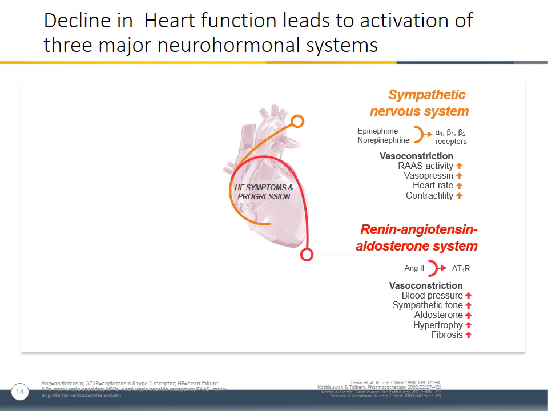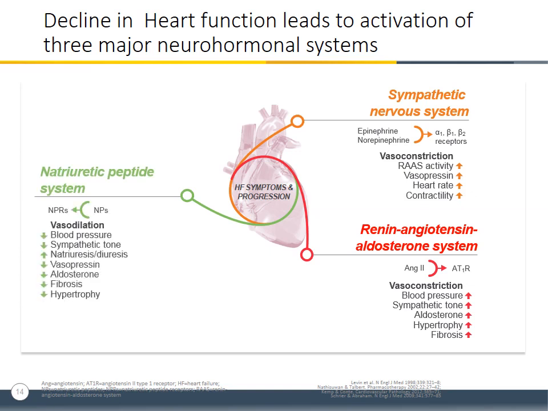This part is the natriuretic peptide system, where vasodilation occurs. Blood pressure is low, sympathetic tone is low, natriuresis and diuresis are a little higher, vasopressin is low, aldosterone is low, fibrosis is low, hypertrophy is low.